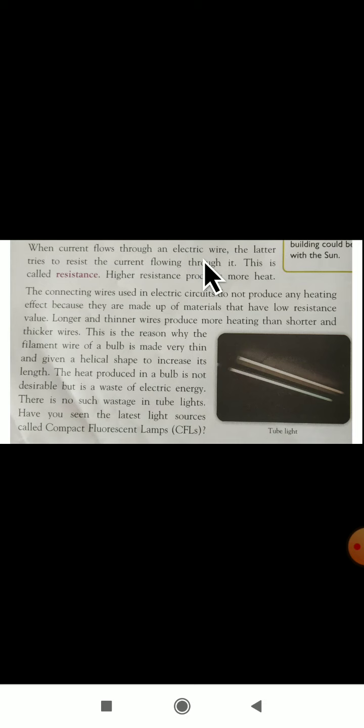When the current flows through an electric wire, the wire tries to resist the current flowing through it. This is called resistance. Higher resistance produces more heat. If the resistance is very high, then it will produce more heat. That is why we have 40 watt and 60 watt bulbs.